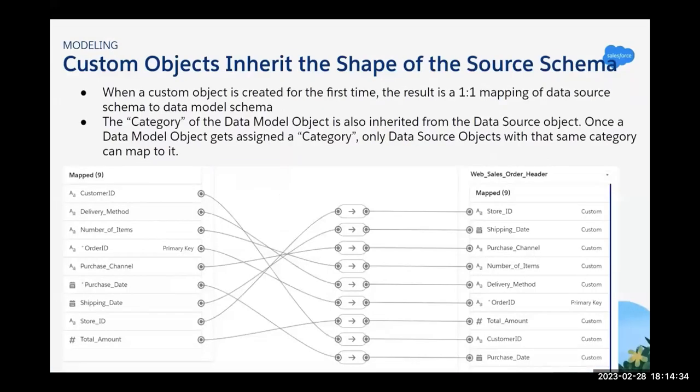So this is how the final one looked. Once you design all your source fields, you can have a mapping of your sale order data to your web sales order header data or web sale order details data. You have a lot of flexibility to just drag and drop the respective relevant fields. That gives one-to-one mapping of data source schema to a data model schema.